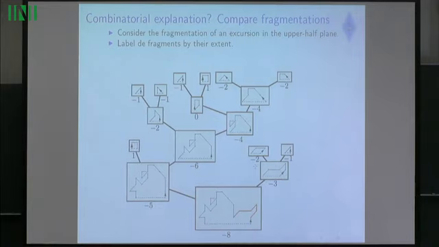Okay, so a natural way to label these excursions is by looking at the place where it returns to the axis, which I call the extent of the excursion. So this is an excursion of extent minus 8. And whenever you fragment, then the extents of the smaller excursions will add up to the extent of the larger one. Right?